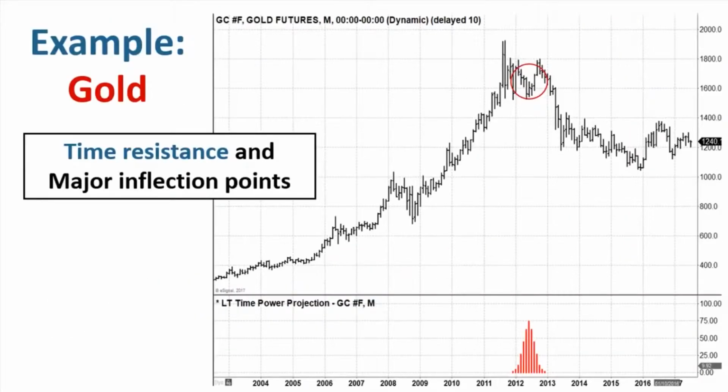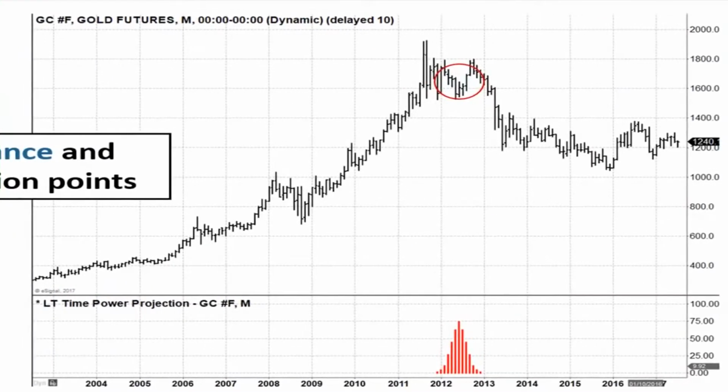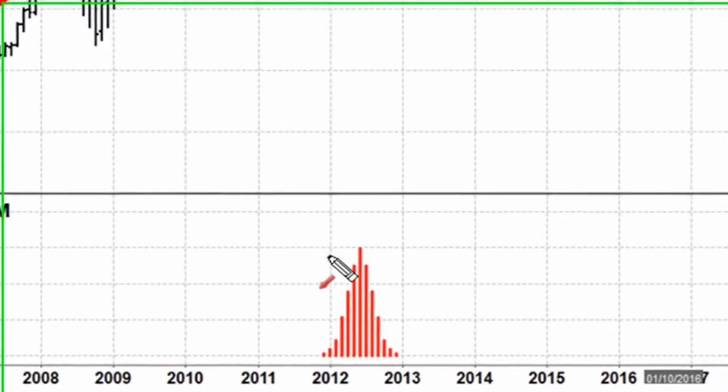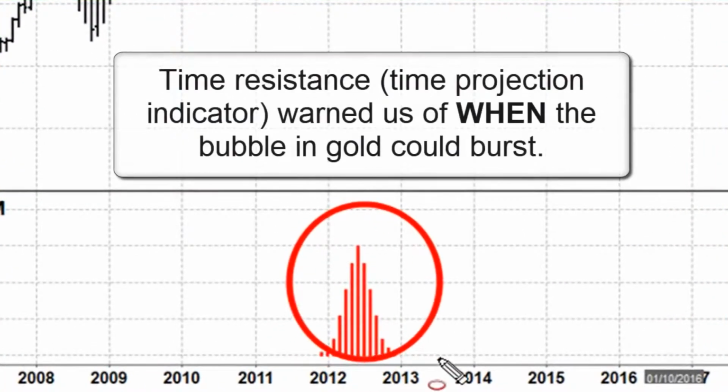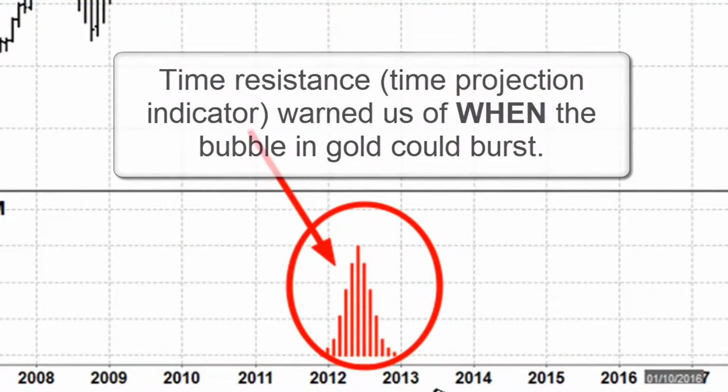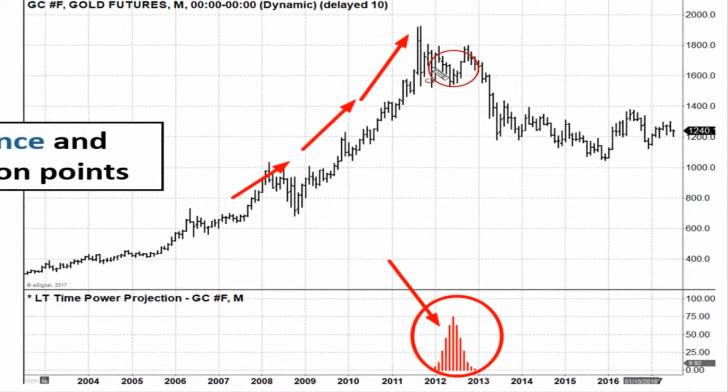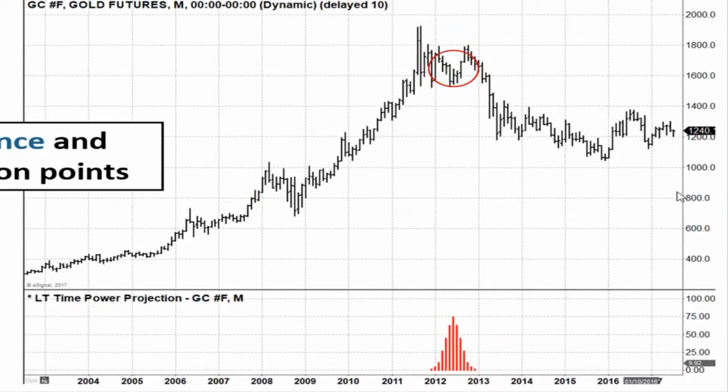All right, let me give you one example here. For example, this is when gold was in that massive bubble that we had some years ago. Notice as it went higher and higher, we actually had a leading indication of when that bubble could potentially burst, as you can see here from our massive spike here on the LT Time Power Projection Indicator. Right there, as you can see, that came indeed at the very top on the gold market before it reversed. It actually reversed direction and crashed from that point.